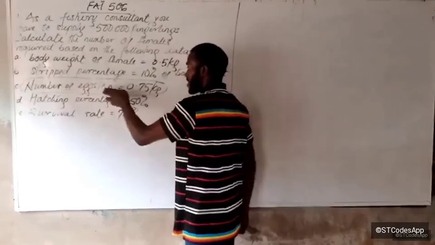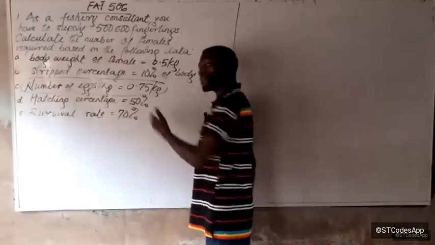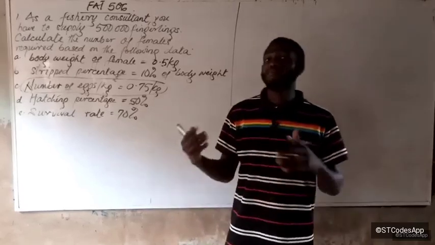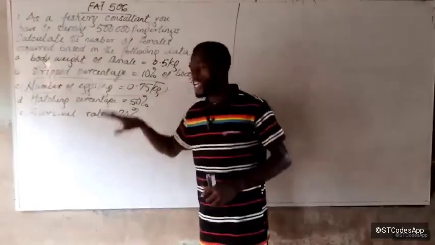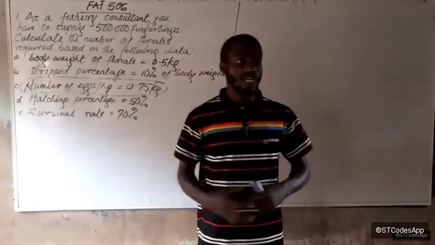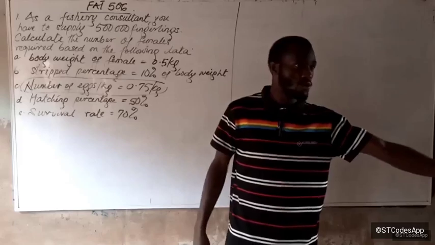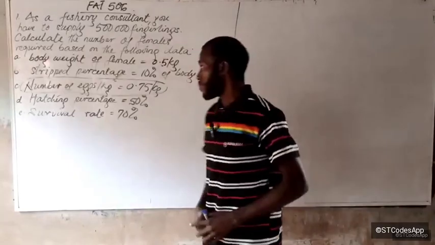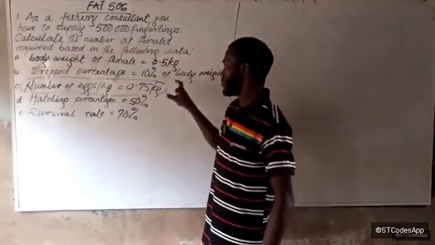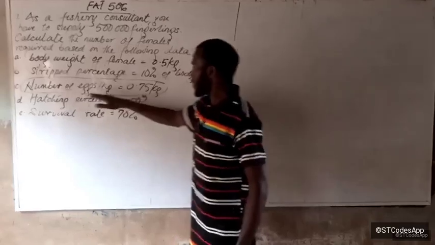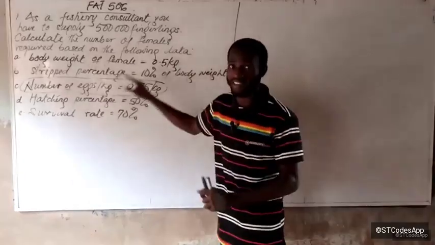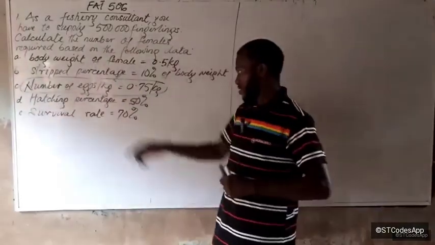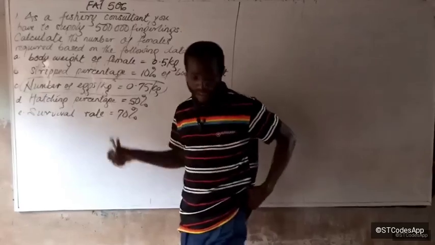So here, number of eggs per kg should represent maybe 20 eggs per kg of fish, but of course that is ridiculously low. I'm just saying that it's supposed to be a numerical value that represents a number in terms of quantity. So this value here is quite absurd. Then we have hatching percentage to be 50% and survival rate to be 70%.